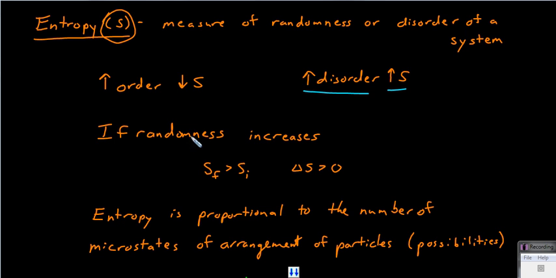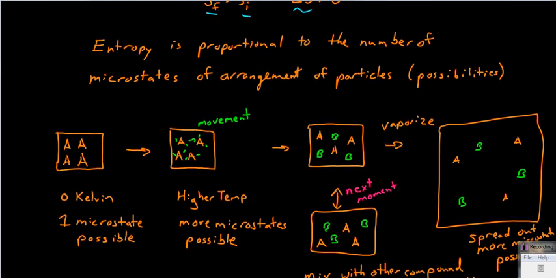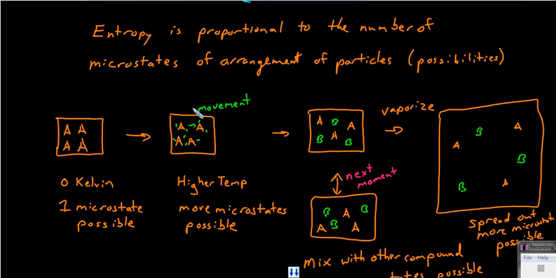Now, if randomness, disorder, entropy increases, this is because the final entropy of your system is greater than the initial entropy of your system. And so final minus initial, which is your delta S, is greater than 0. When we say that delta S is positive, we're saying that there's an increase in the disorder of the system, which we'll find later increases the spontaneity of a process and makes it more thermodynamically favorable.